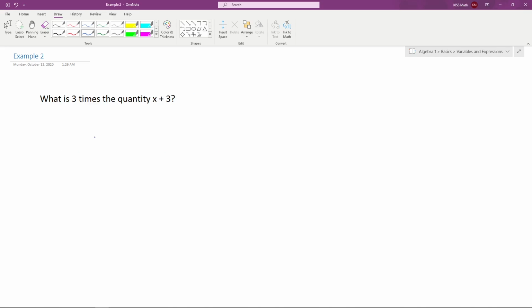If someone says, what is 3 times the quantity x plus 3? Quantity can be translated as pretty much parentheses. So 3 times parentheses x plus 3. We're multiplying this 3 by the entire amount or quantity of this x plus 3. The word quantity is important because it's telling you to do the addition of x plus 3 before multiplying it by 3.